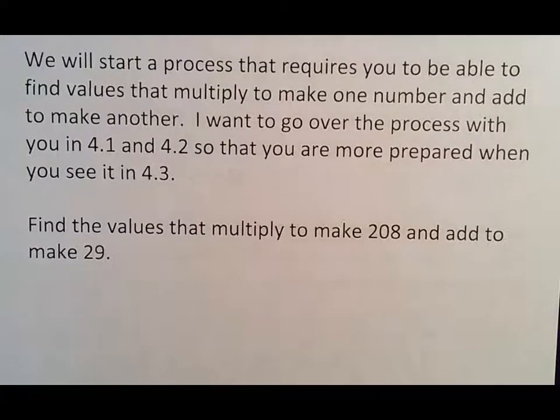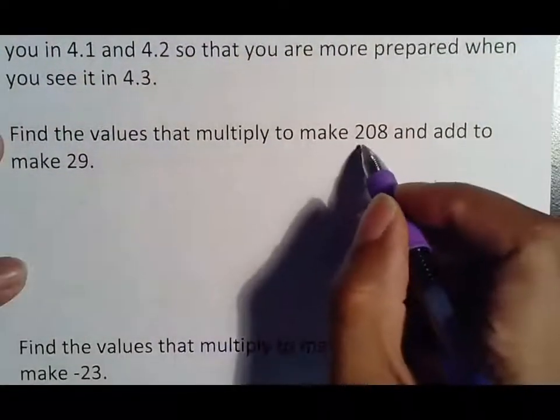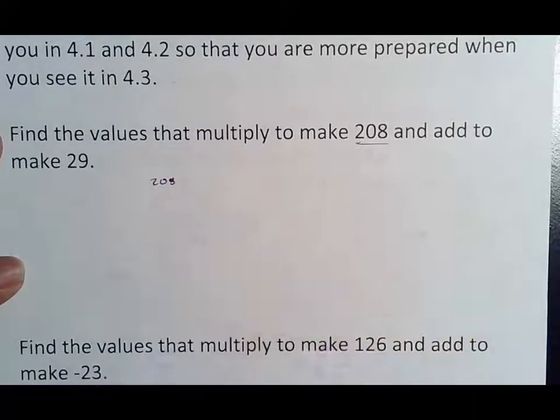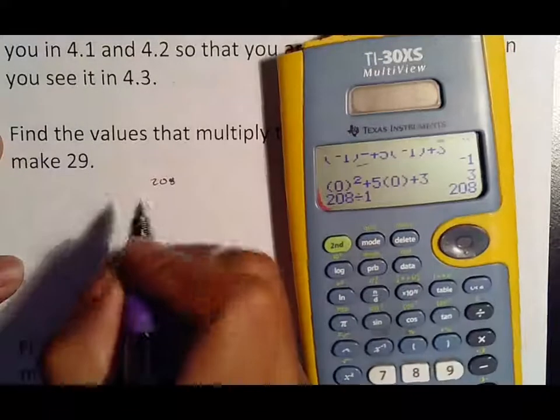Find the values that multiply to make 208 and add to make 29. Whenever you see this question, first off, we want to make what I call a factor tree, or a tree of 208. And all you have to do is 208 divided by 1, which we know to be 208.